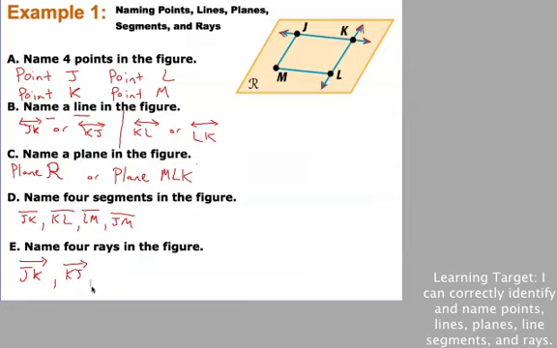My other option then would be to look at KL. So I could go K to L, and that would be a ray pointing down, or L to K, and that would be a ray pointing up. Notice the first letter we write is the endpoint.